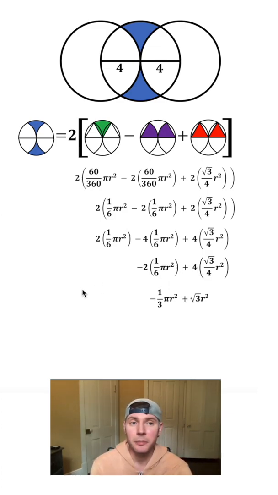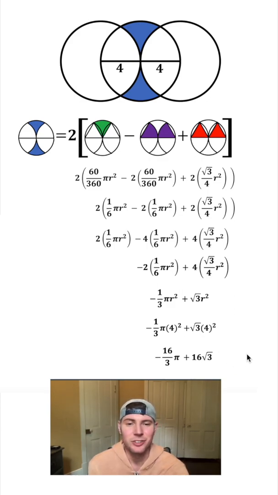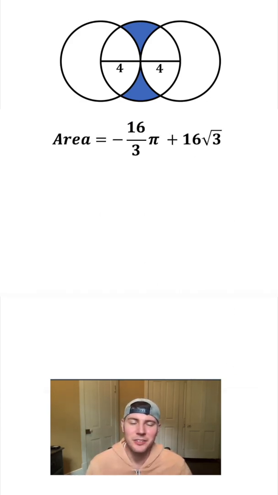The original problem had 4 for the radius, so we can plug 4 into the radius for both of these. And on the left hand side, 4 squared is 16, so that gives us negative 16/3 pi. And 4 squared here is also 16, so we end up with 16 root 3. This is the answer to the question. The area of this problem is negative 16/3 pi plus 16 root 3. How exciting.